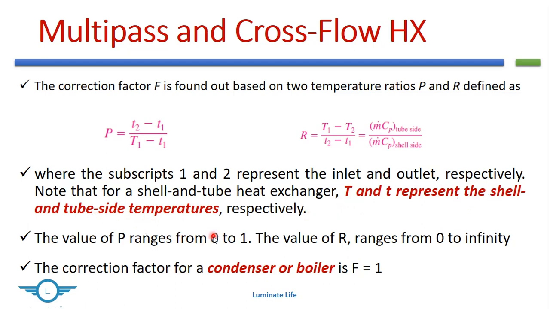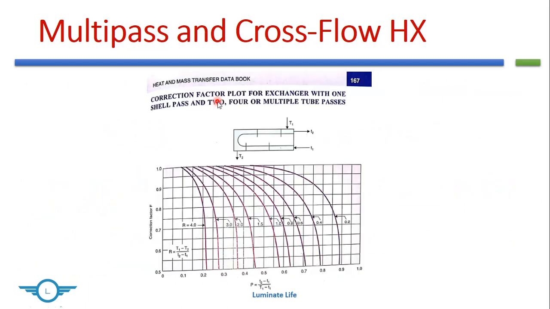So the value of P ranges between 0 and 1. The value of R ranges from 0 to infinity. For a condenser or a boiler, the value of F is usually 1. Now these factors you need not learn by heart because they are available in your data book. Right now I have put a sample page from the data book for one shell pass and 2, 4 or multiple tube passes.